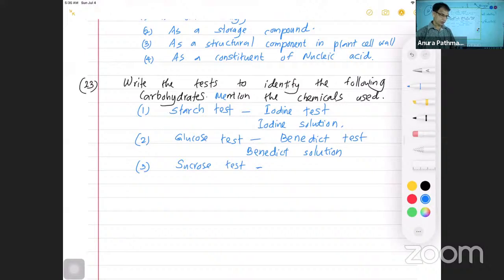What should you use? Benedict solution and few drops of diluted sulfuric acid, H2SO4. And then Benedict solution.